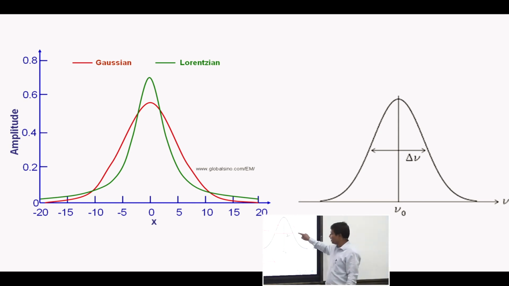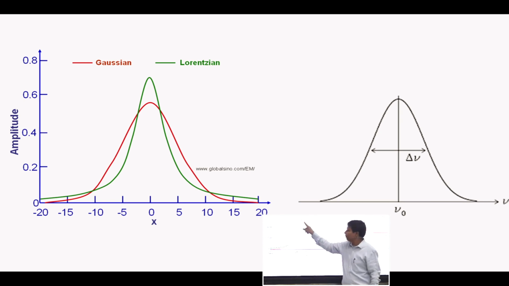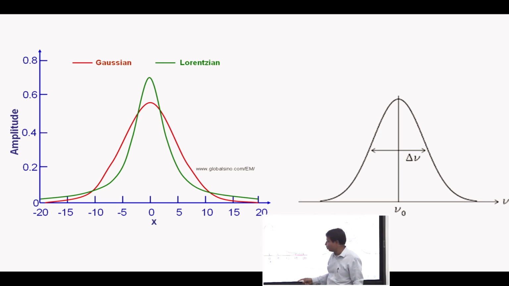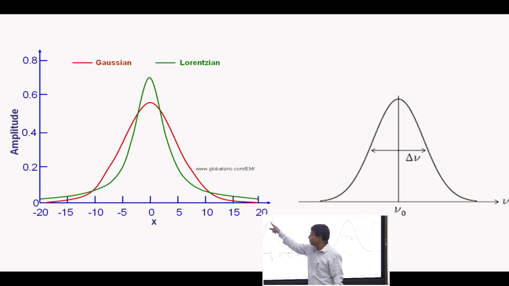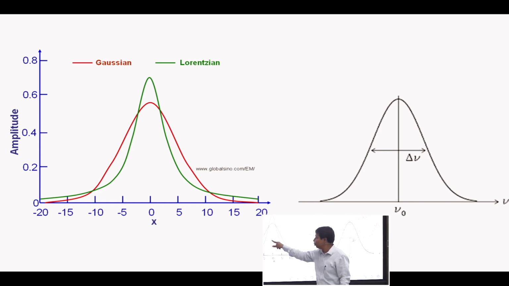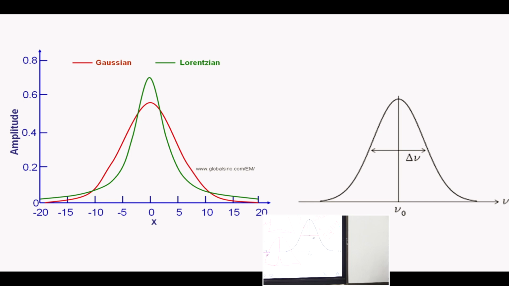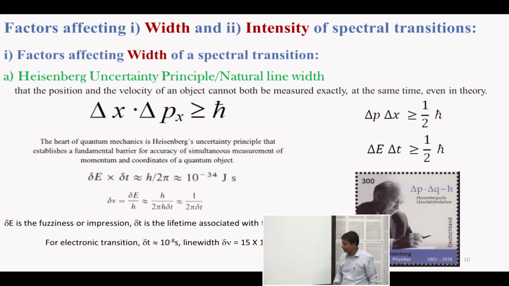How to define it? FWHM. F is full width. Full width where? If this is your spectrum, then this is a full width, this is also a full width, this is also a full width. So which full width are we talking about? Full width at half maxima. This is the maxima, half is here. So full width at half maxima is called FWHM. So FWHM is narrow or wide, intensity is small or big. What are the factors that contribute to that? We will quickly go through.